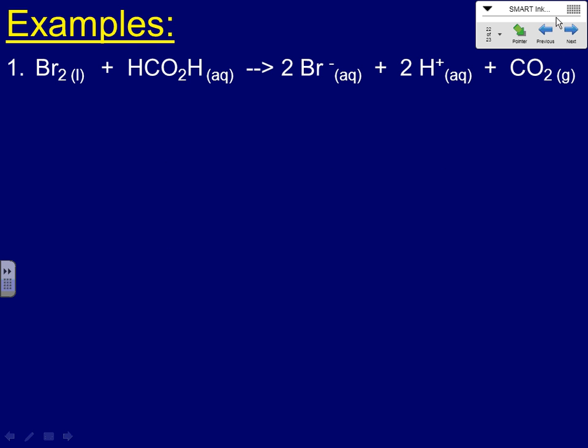Okay, so just a couple of examples here. Actually, I'll just do the one example. So here I've got a chemical reaction that is taking place. Some bromine liquid in with some, this looks like, this is called formic acid. It doesn't matter. You don't have to worry about that.